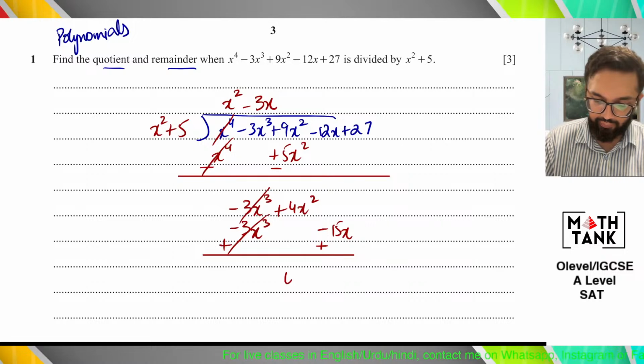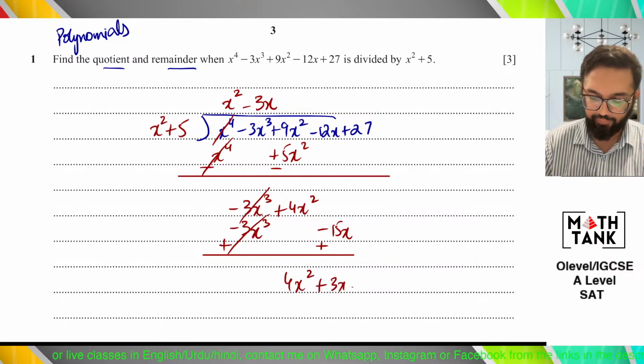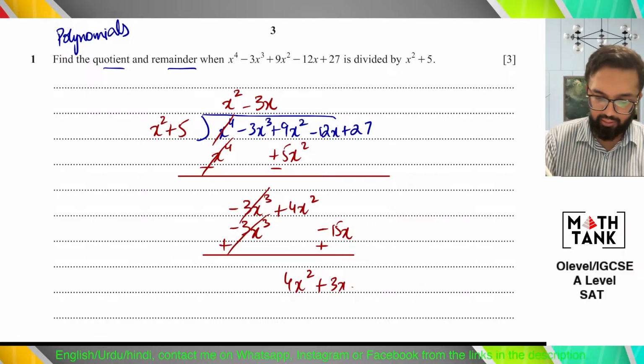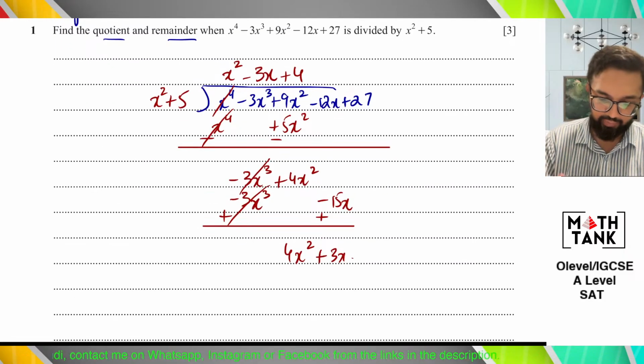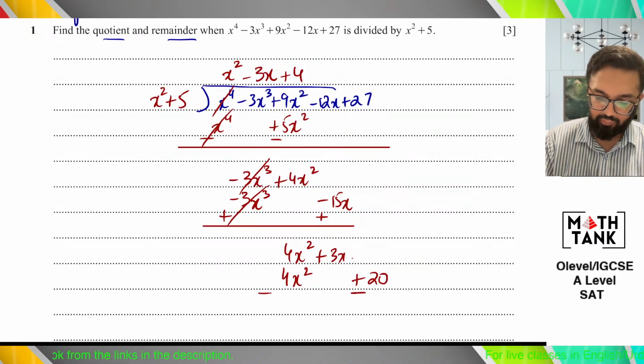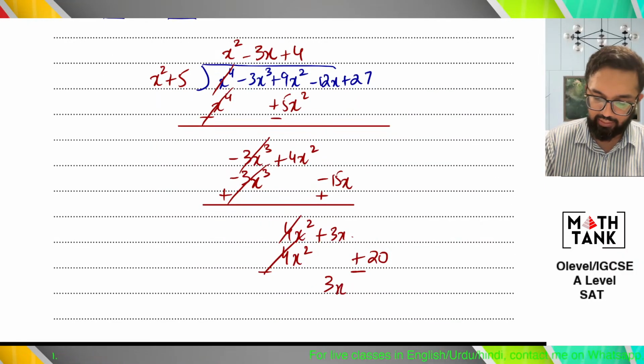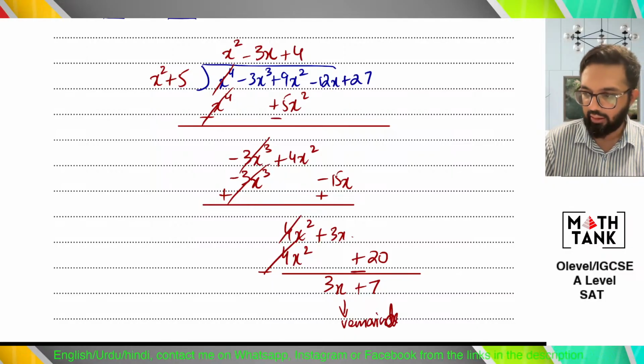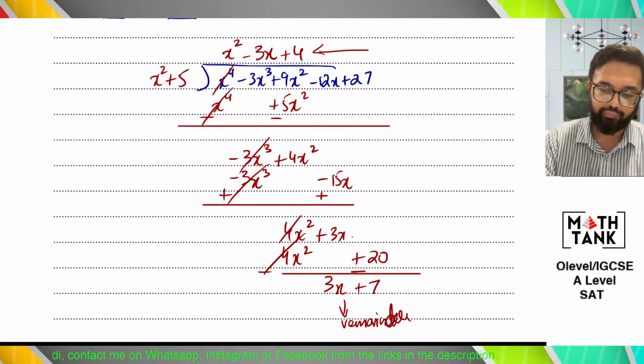I get 4x squared plus 3x बन जाएगा. फिर प्लस 4 से करेंगे तो 4x स्क्वायर प्लस 20. तो 3x और प्लस 7 आ जाएगा. That should be the remainder and that should be the quotient.